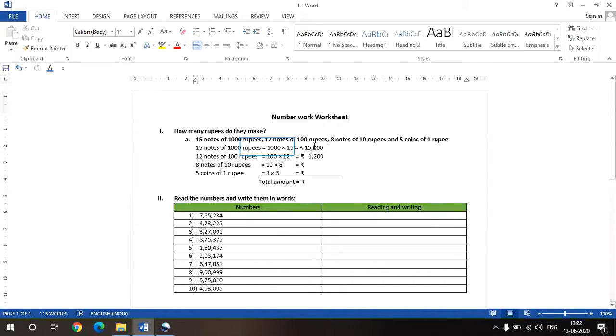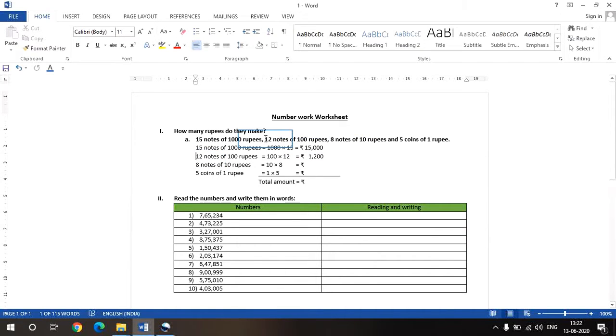You have to solve and find out. You have to multiply 1000 into 15 in a rough sheet and find the answer yourself. You cannot write the answer directly. Practice multiplication like this in a rough sheet so that you are prepared by the time the school starts. So find out this 15,000 by solving.